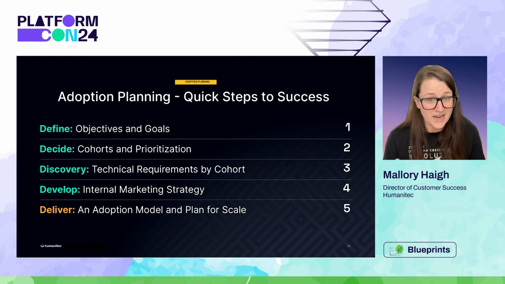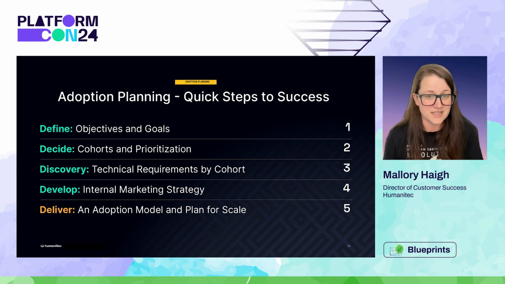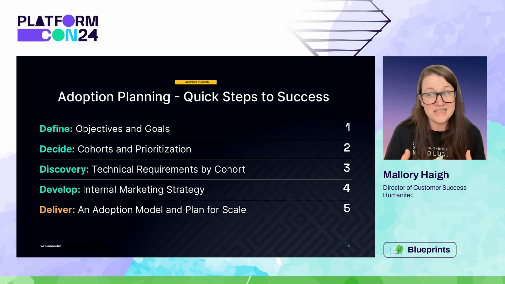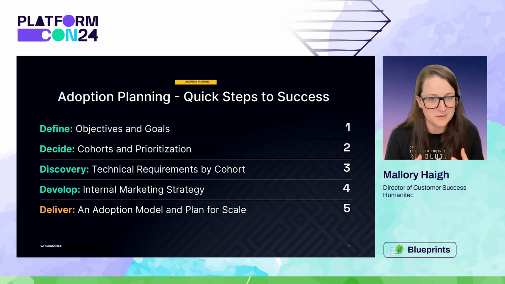We need to define our objectives and goals, decide the cohorts of teams and prioritize them, discover their requirements as you go through each cohort, and develop a way to communicate internally why this is the way to go. Finally, when you go through all of this, you should be able to have a model for adoption and plan for going towards full scale. And that's really critical and something to start thinking about from absolutely day one. If you do that, you will succeed.